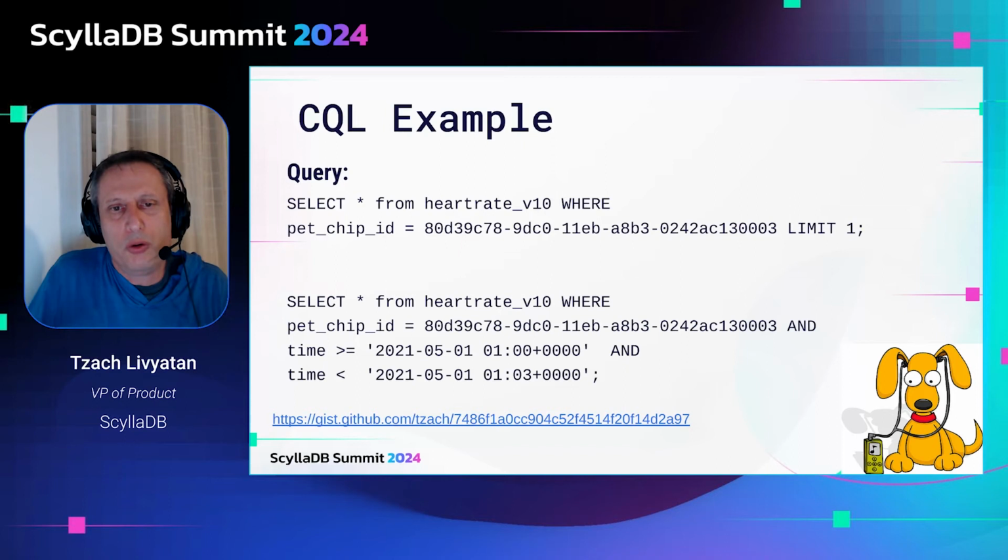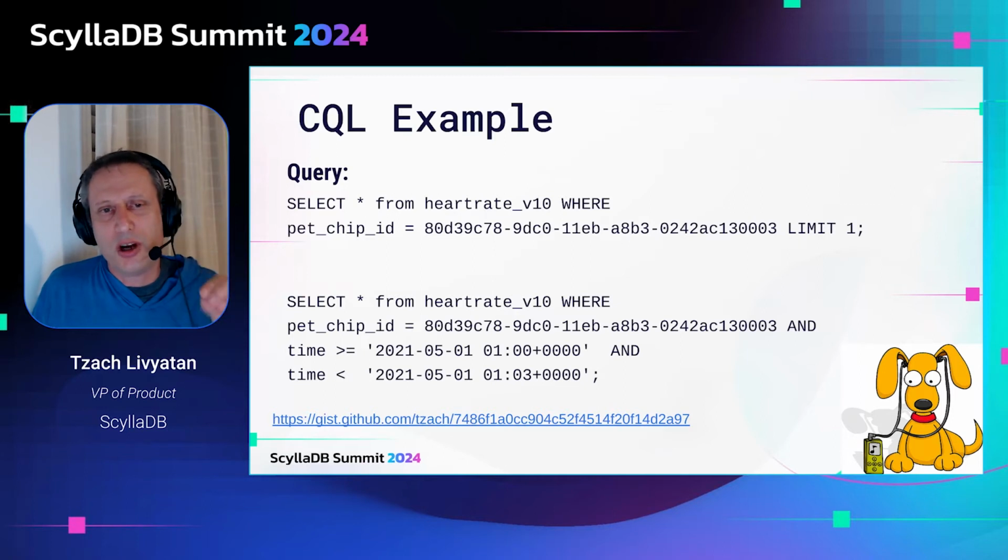And there are two queries that the owner of the dog or the pet would like to ask the database. One is, what is the latest heart rate? Or in other words, what is the current heart rate of the dog?